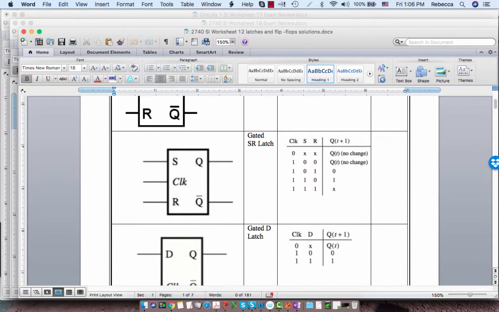Now a gated SR latch is like an SR latch, except it only works when the clock is 1. When the clock is 0, there's no change. So we also have the clock input.